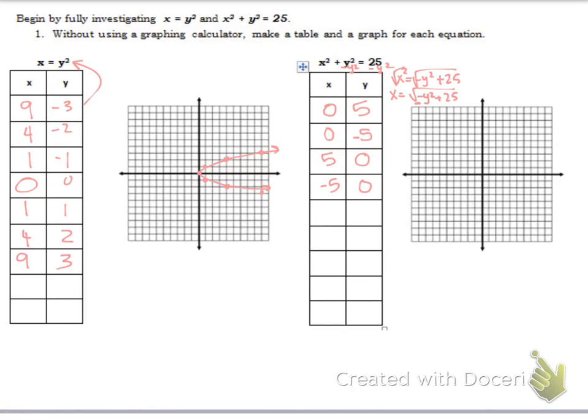So I'm going to go ahead and graph this. So I go 0 up 5, 0 down 5, right 5, left 5. So this is kind of our basic circle equation right here.